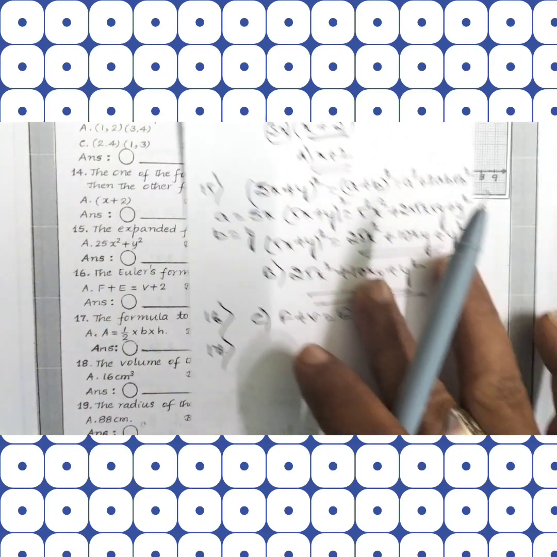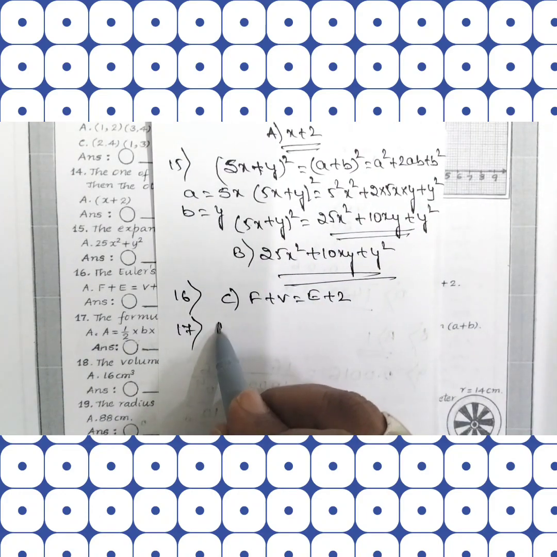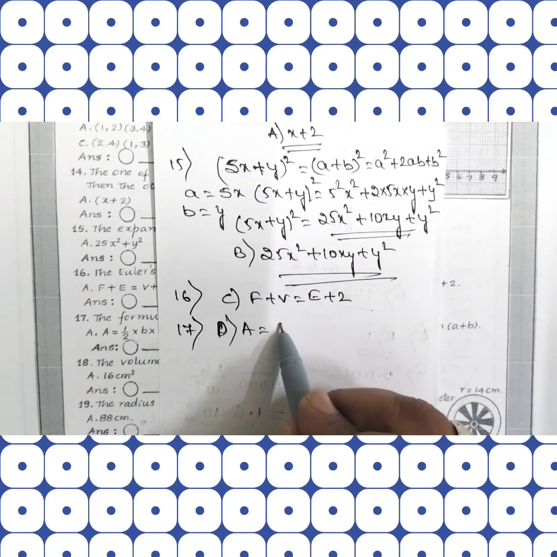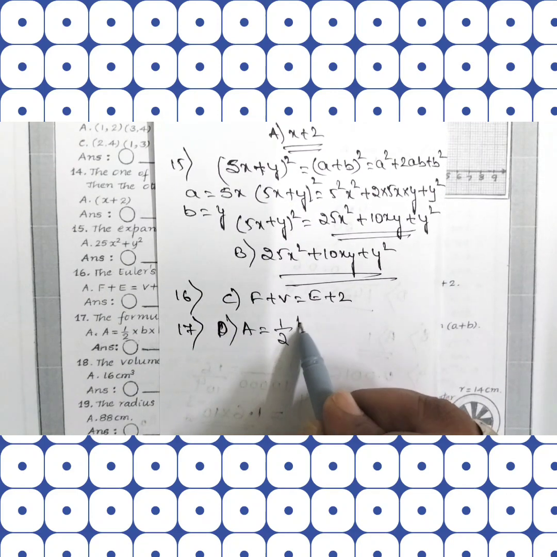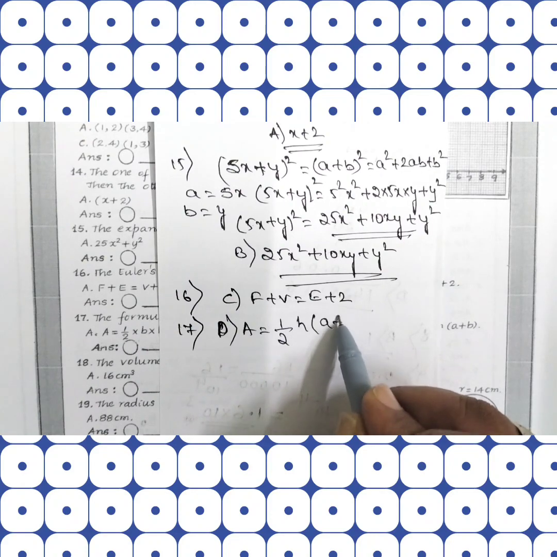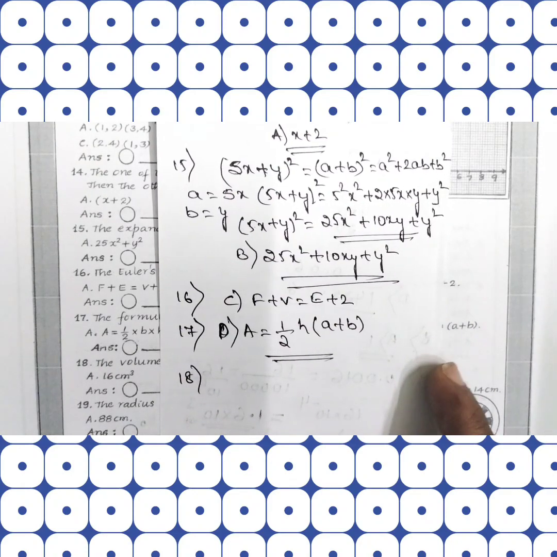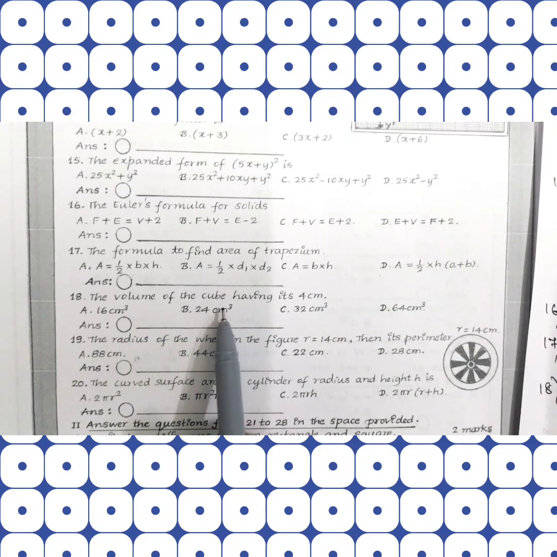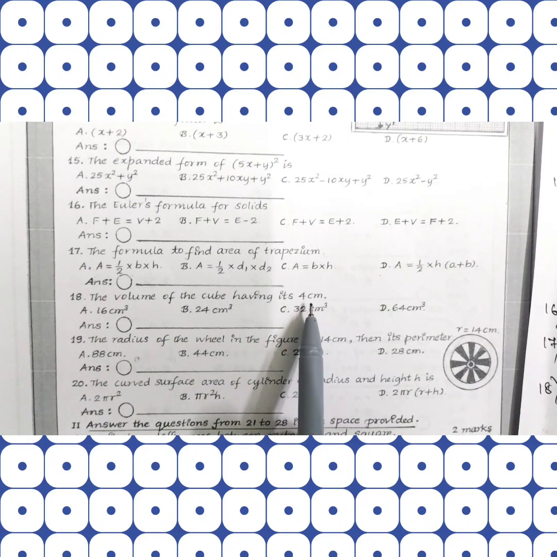So for the 17th question, option D, area is equal to half into height into sum of the parallel sides. So area is equal to half into h into a plus b. Now let us move to the 18th question. The 18th question is: the volume of the cube having its side 4 centimeter.